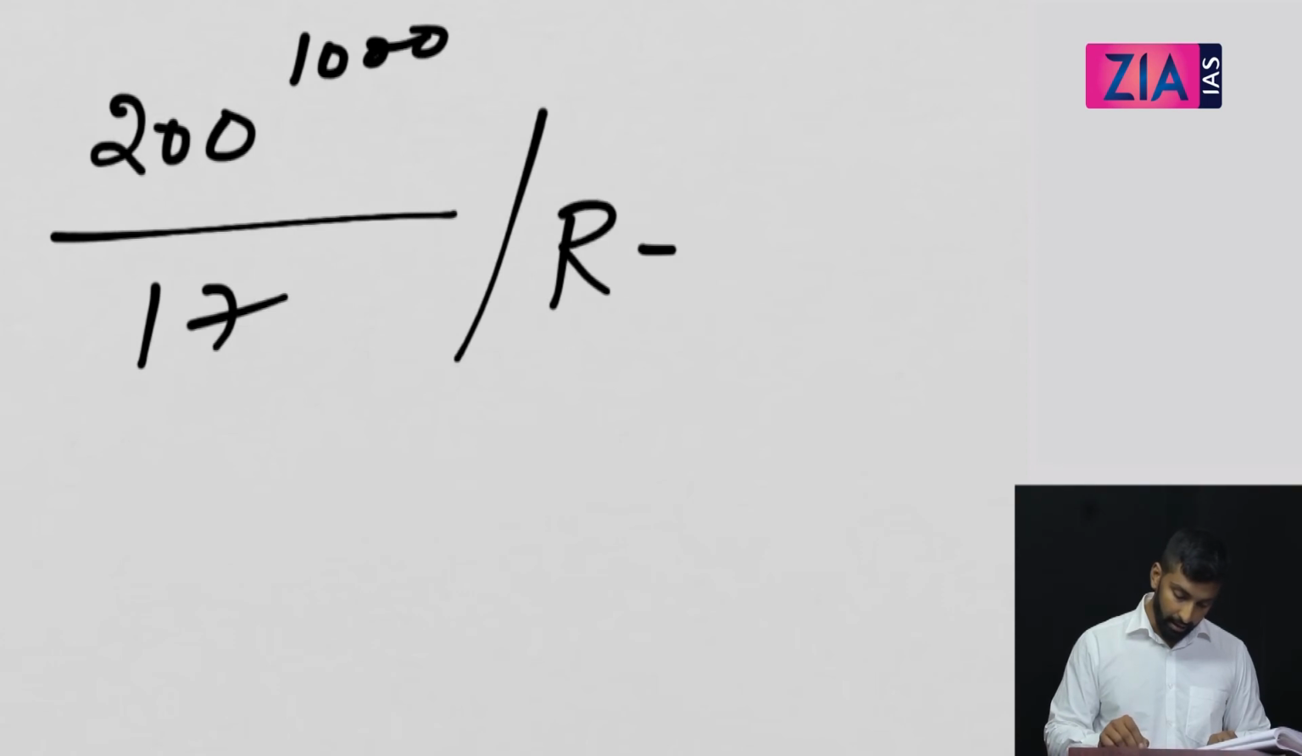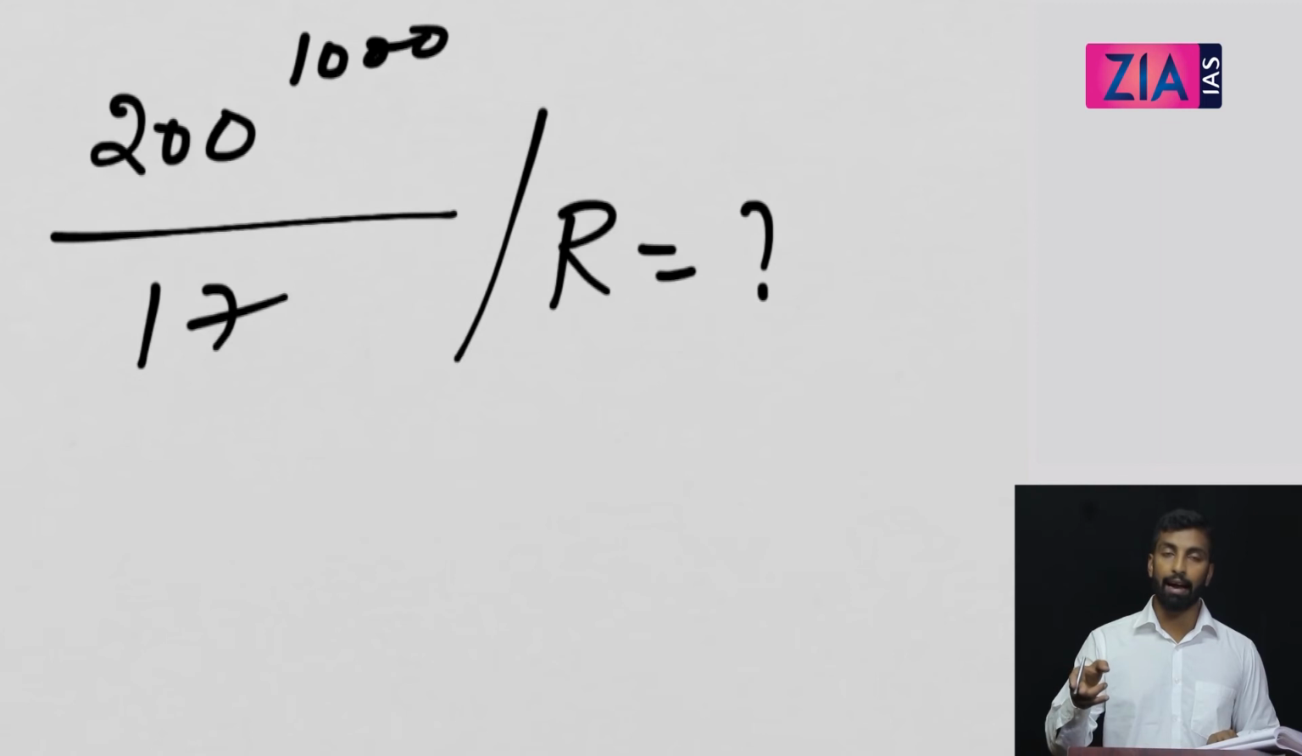So how will you solve it? 200 raised to 1000 divided by 17. You need to find the remainder. See, direct question. There is some issue towards the end. Otherwise, it's a direct question. You'll apply Fermat's theorem and you can solve.